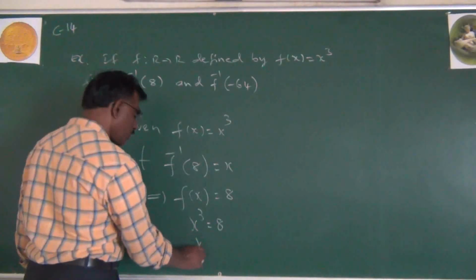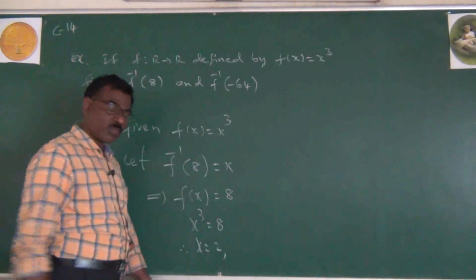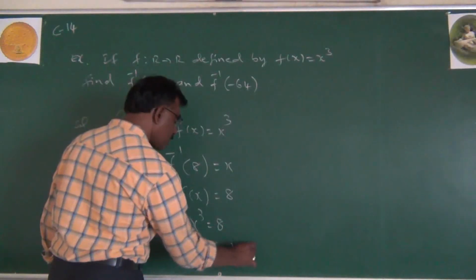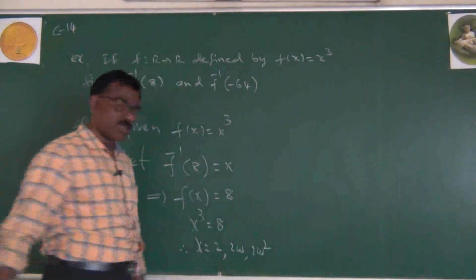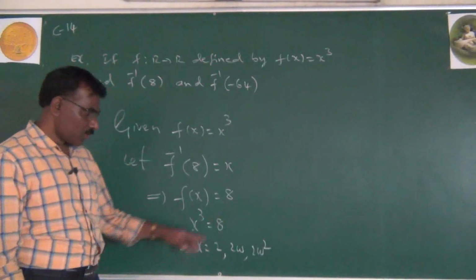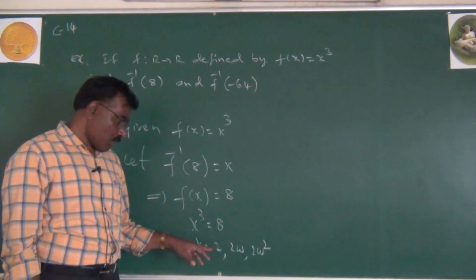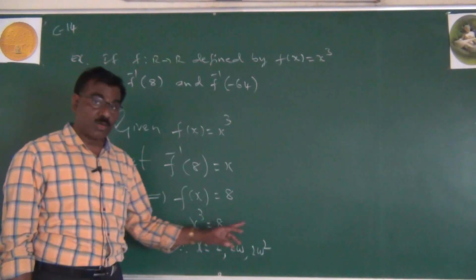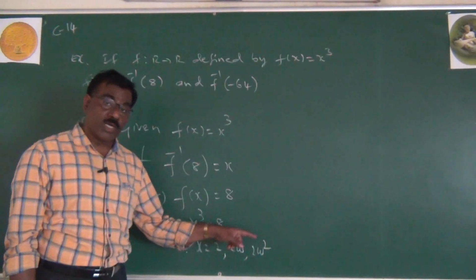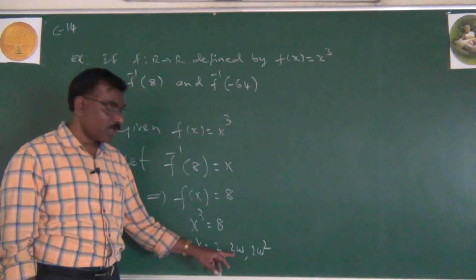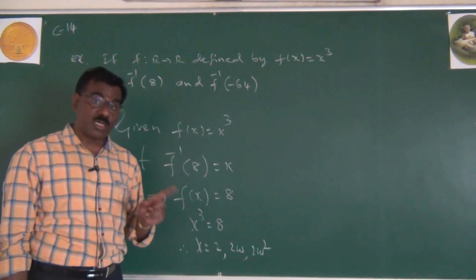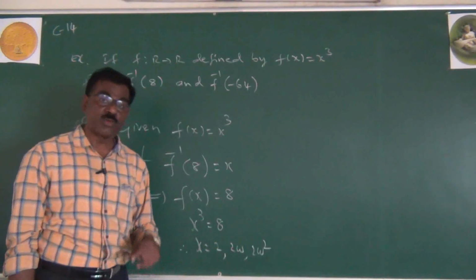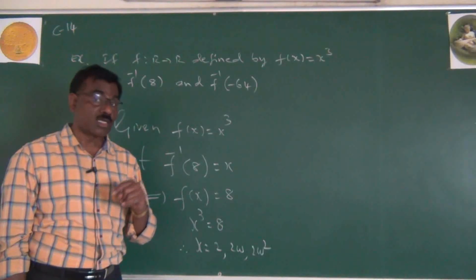So what is the x value? The first one is 2, another is 2 omega, and another is 2 omega square. It's very, very important. Instead of 8, think of 1: its cube roots are 1, omega, and omega square. The omega value is minus 1 plus i root 3 by 2. What is omega square? Minus 1 minus i root 3 by 2.